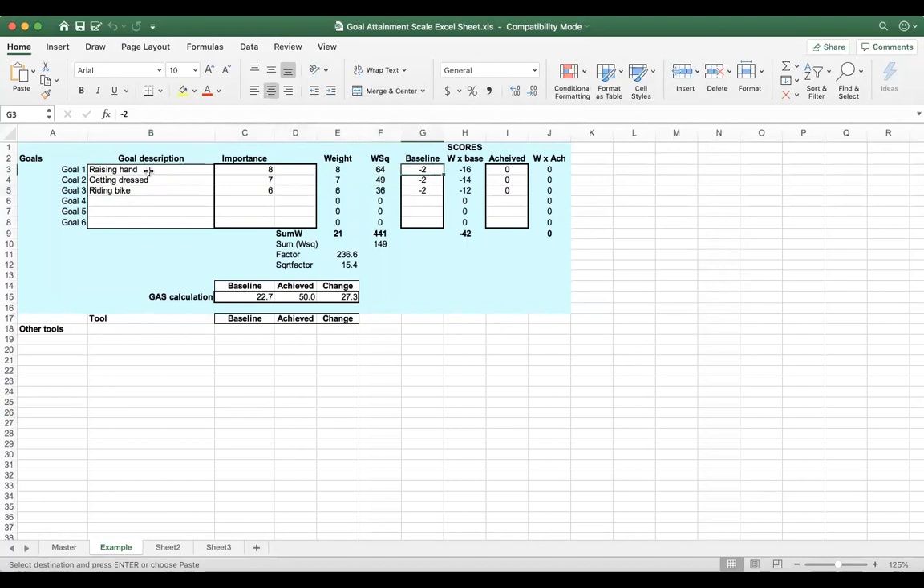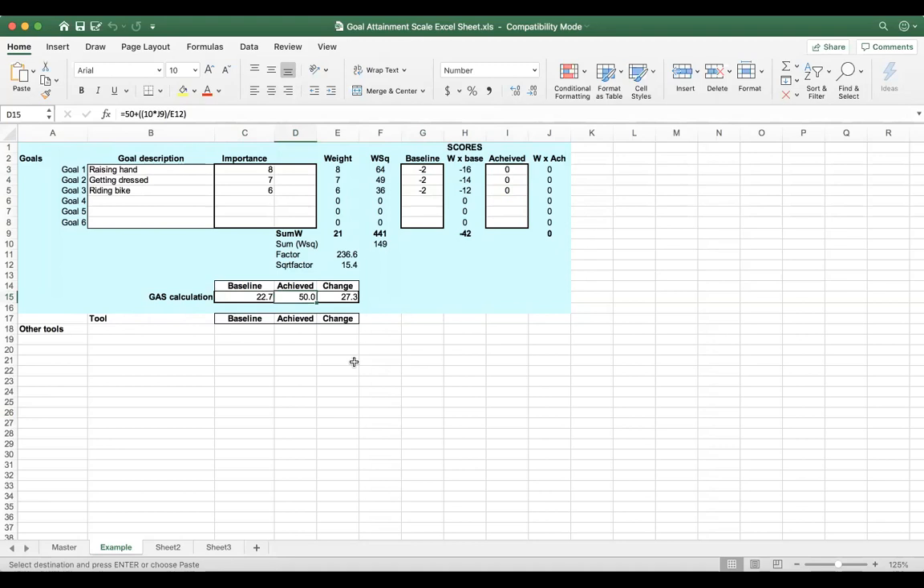Then the baseline would be where they started from. So let's say he started at a -2, where he could only raise his hand and wait for 20 seconds, or whatever it was, 10 seconds. And then on the other ones. And then right now he's at a 0. So right now he can raise his hand and wait for 30 seconds. Okay, so then I can look here and it calculates my T-score for me. So it says that he is at a baseline of 22. He achieved 50, right? And then there was a 27-point change.